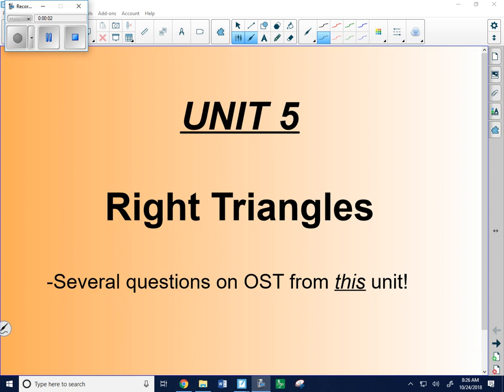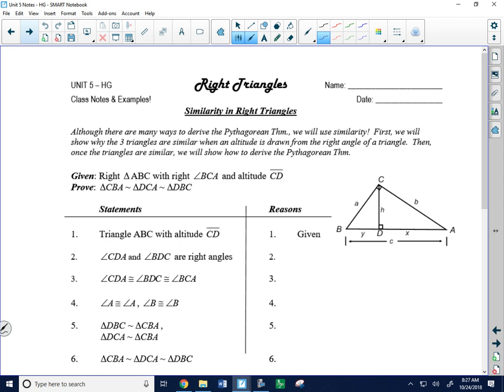Yeah, I'd say it's an important one. I think the OST has had several released questions on this concept. And the Pythagorean theorem will still come up; they'll ask questions on that, and definitely some trigonometry stuff. It's amazing.